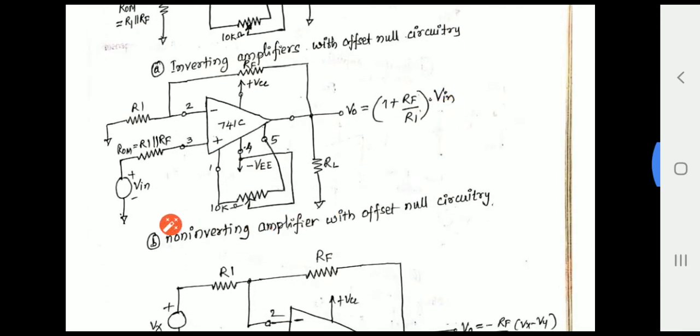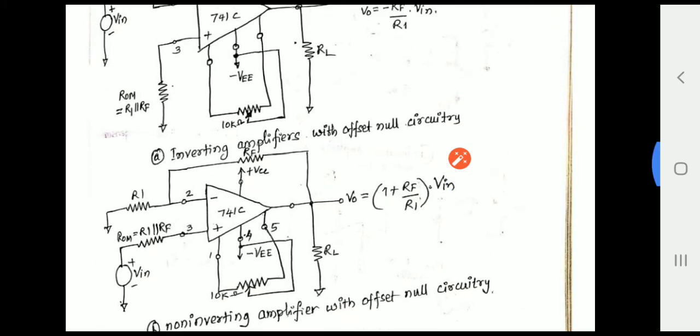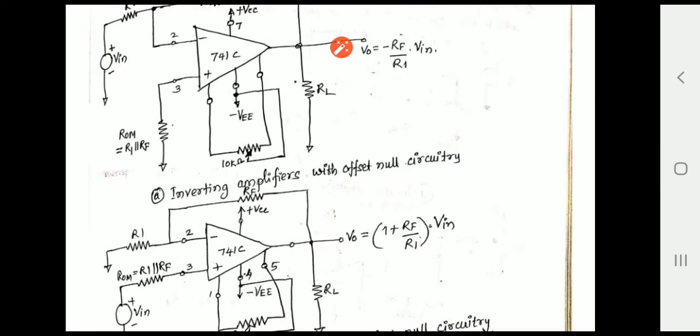Similarly, for this one also, the only change is here. The inverting terminal is connected to ground, and the non-inverting terminal is connected to the input voltage. Again, this resistance plays a very important role in improving the accuracy and stability of the op-amp, and the expression changes here to 1 plus Rf by R1 into Vin. So comparing these two, this is for the inverting amplifier and this is for the non-inverting amplifier.